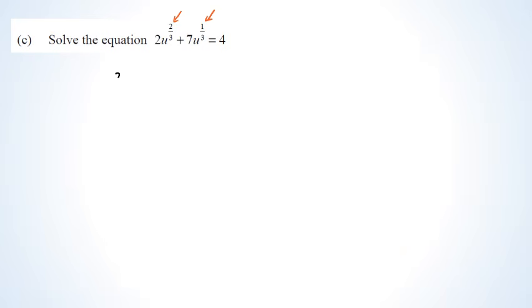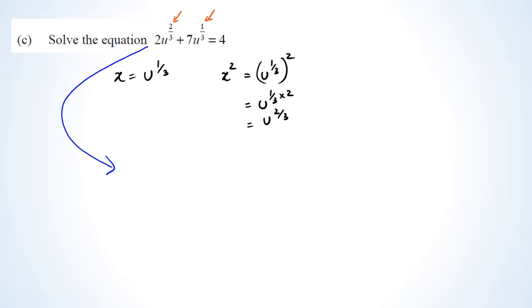I'm going to call x equal to u to the power of 1/3, which means x squared is going to equal u to the power of 1/3 to the power of 2, which can be written as u to the power of 1/3 times 2, which is u to the power of 2/3. So now I can rewrite this equation as 2x squared plus 7 times u^(1/3), and u^(1/3) is equal to x, so 7x equals 4.